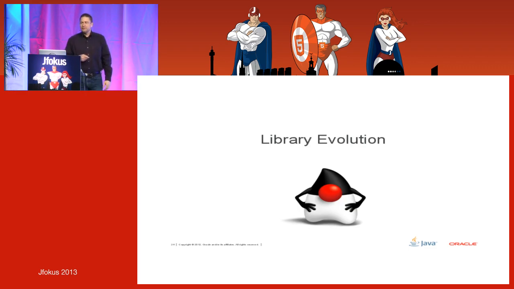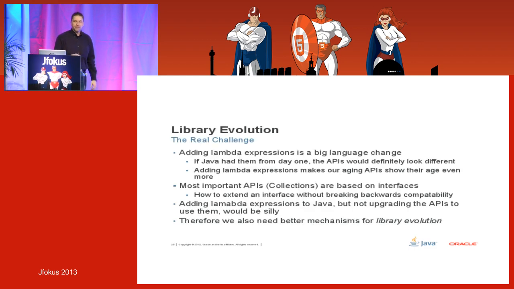Which leads us into talking a little bit about library evolution. We talked about the changes to the language. Let's talk about how this impacts on what we can do with libraries. The real challenge with the libraries is that we are adding Lambda expressions to the Java language, so how do we take advantage of those? Certainly, if we'd had something like Lambda expressions from the very beginning when we first started writing Java, the class libraries as they are today would look very different because we'd obviously be able to take advantage of that, and so we'd have very different looking code.